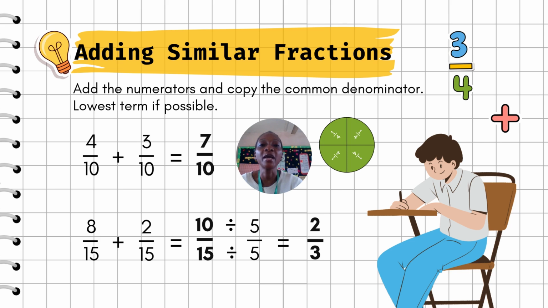Another example, I can give you 8/15 plus 2/15. All I have to do is pick my two numerators, which are 8 and 2. So 8 plus 2 will give us 10. That means my answer is 10/15. But what I notice about 10/15 is that it's a big number. It can still be broken down into a smaller number. So I look for a number that can divide both 10 and 15. For example, 5 can divide 10, and 5 can still divide 15. So 10 divided by 5 will give us 2, 15 divided by 5 will give us 3. So my final answer is 2/3.